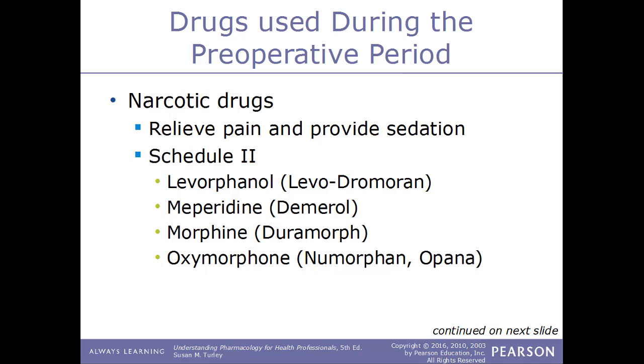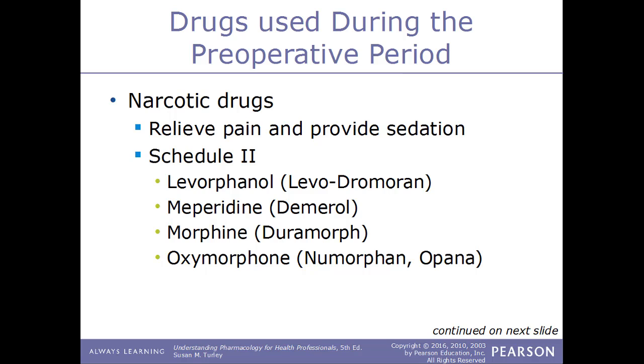Another category of drugs that could be given are narcotic drugs. These are given to relieve pain and also to provide sedation. There are multiple kinds of narcotics that could be used in this way. Some fall under the category of Schedule II drugs, which would include levorphanol, which is known as levodromeran, meperidine, also known as Demerol, morphine, also known as Duramorph, oxymorphone, also known as Opana or Numorphan.